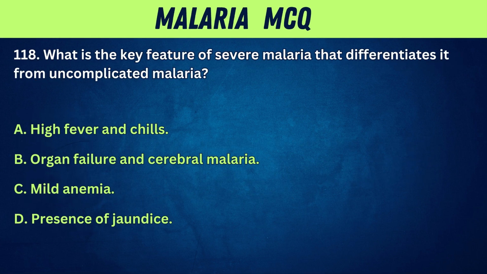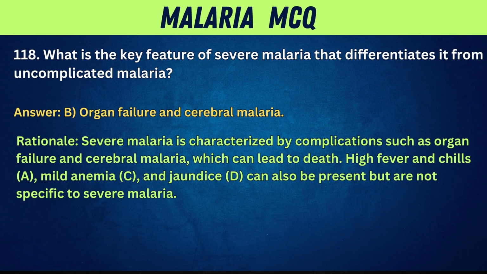118. What is the key feature of severe malaria that differentiates it from uncomplicated malaria? A. High fever and chills. B. Organ failure and cerebral malaria. C. Mild anemia. D. Presence of jaundice. Answer: B. Organ failure and cerebral malaria. Rationale: severe malaria is characterized by complications such as organ failure and cerebral malaria, which can lead to death. High fever and chills, A, mild anemia, C, and jaundice, D, can also be present but are not specific to severe malaria.